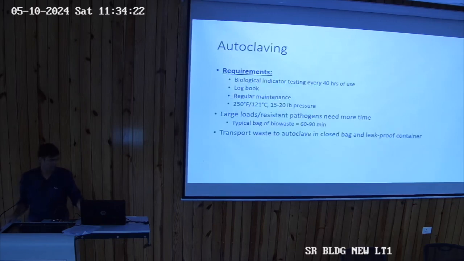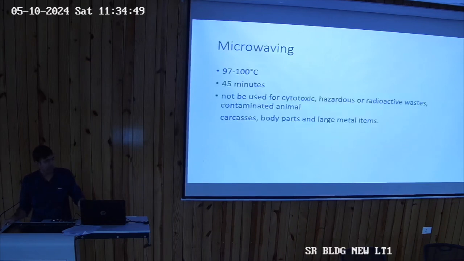Autoclaving, you can do it, but you will require very large volume autoclaves for that. You will also need biological indicator testing for every 40 hours of use, a logbook, and regular maintenance. The cycle will be 121 degrees Celsius, 15 to 20 pounds pressure for 60 to 90 minutes. Usually that cycle is 121 degrees Celsius, 15 pounds pressure and 15 minutes. Transport waste to the autoclave in closed bags and leak-proof containers.